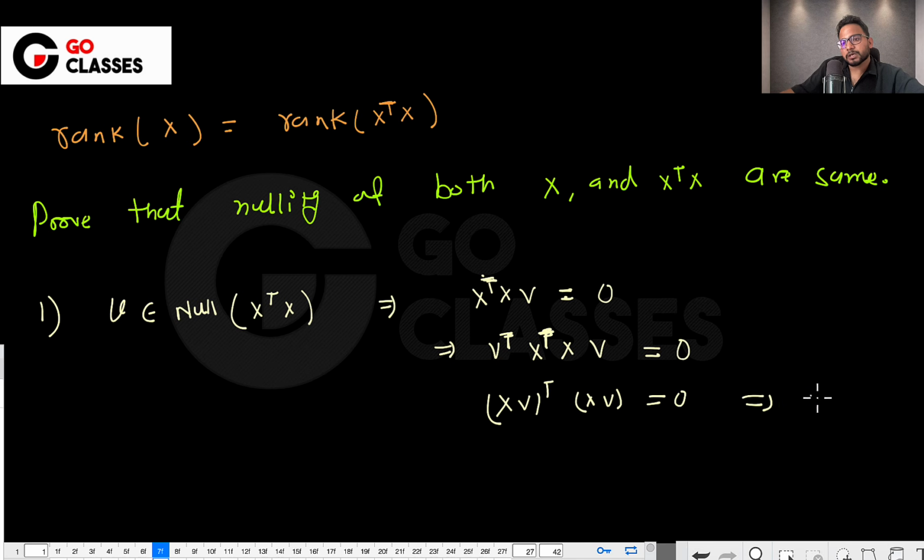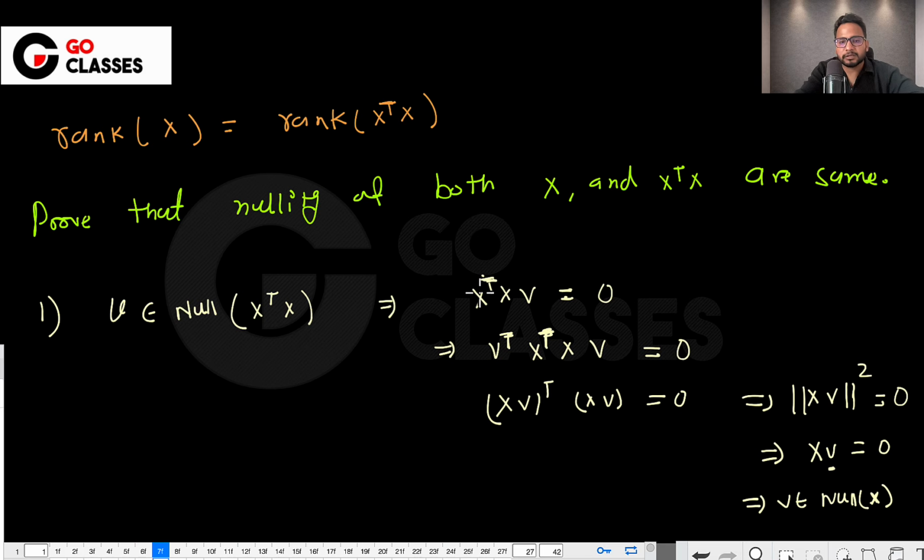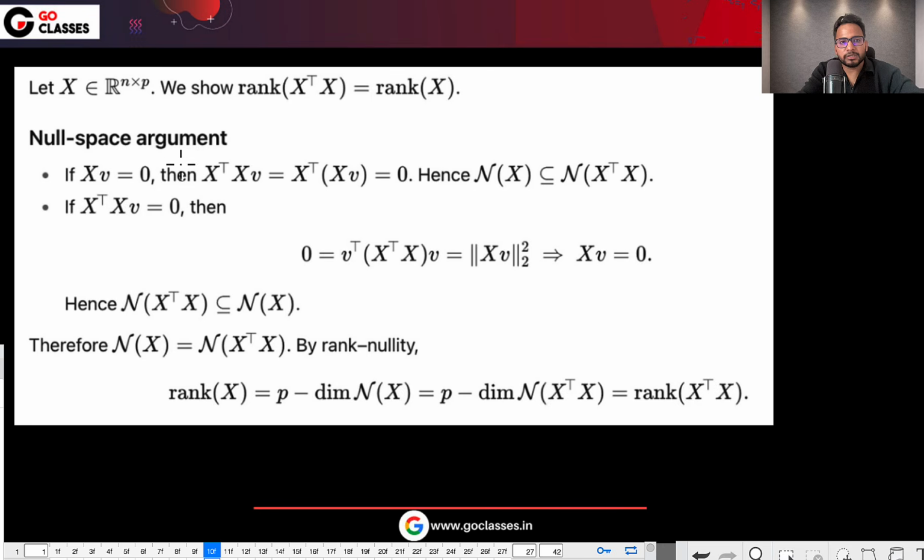So from here you can say norm of XV squared equals 0, right? Or XV equal to 0, right? I mean, if the square is 0, then finally it is 0. So from here you can say that XV is equal to 0, which means V is also in the null space of X. Basically this is all I want to prove. If V is in the null space of X transpose X, then V is also in the null space of X. We have done this multiple times in the lecture. I think in one of the quizzes we also have this screenshot.